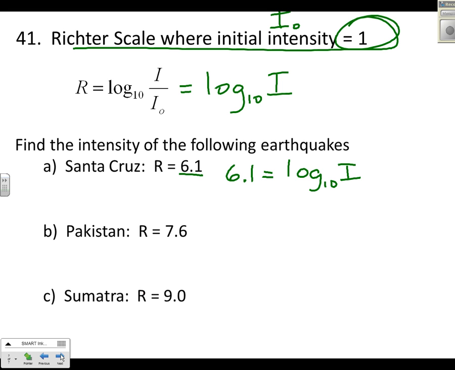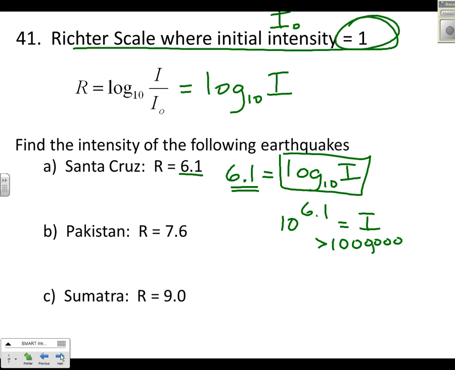But the definition of log says 6.1 is the exponent that turns 10 into I, 10 to the 6.1. Pretty big, because 10 to the 6th is a 10 with 5 more zeros added onto it. So this thing is greater than, and you can go to calculator, but this thing is greater than 1,000,000 on the Richter scale. Well, I'm going to skip B. How about C? Now we go 9 equals, and 9, oh, 9's just a little bit more than 6.